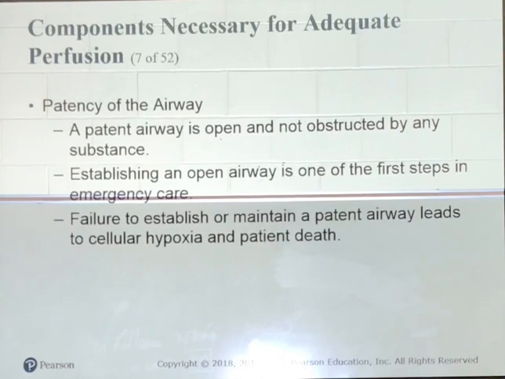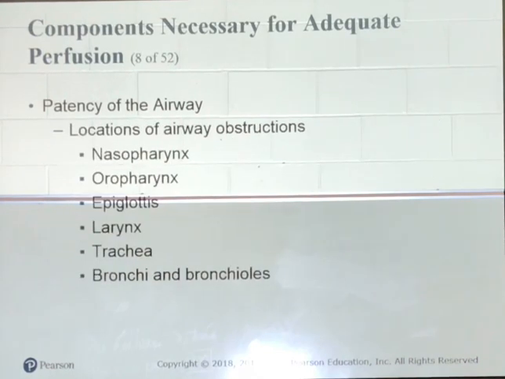One of the most basic and important aspects of emergency care is to provide, maintain, and establish a patent airway. A patent airway is one that is open, is not obstructed by blood, secretions, vomitus, tissue, bone, teeth, or any other substance. Establishing an open and patent airway is typically one of the first steps in emergency care. In some cases, it may be the only care necessary to treat the patient in the pre-hospital setting. So, failure to recognize this or establish and maintain a patent airway can lead to death. I mean, that's just point blank, clear as it can be.